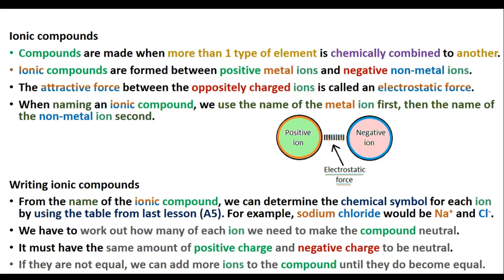So if they are not equal, then we can add more ions to the compound until they do become equal. So for example, if sodium was Na2+, to make up two negatives, we would need two chloride ions. We're going to talk about that in a bit more detail, but for now, that is the level that we are at.